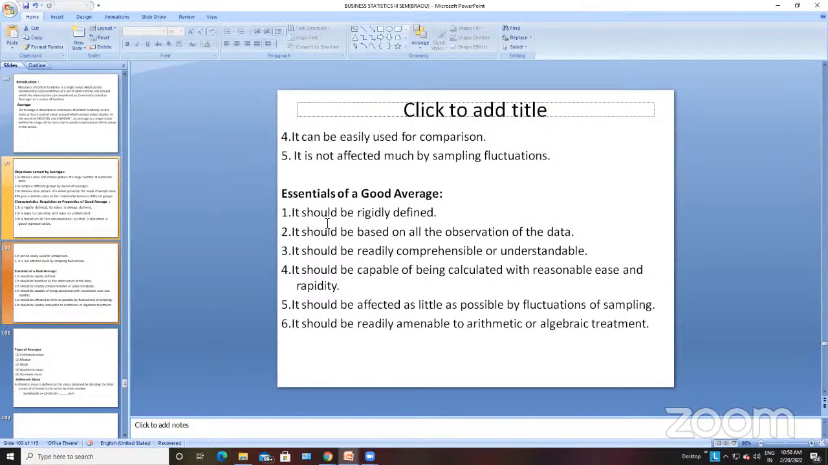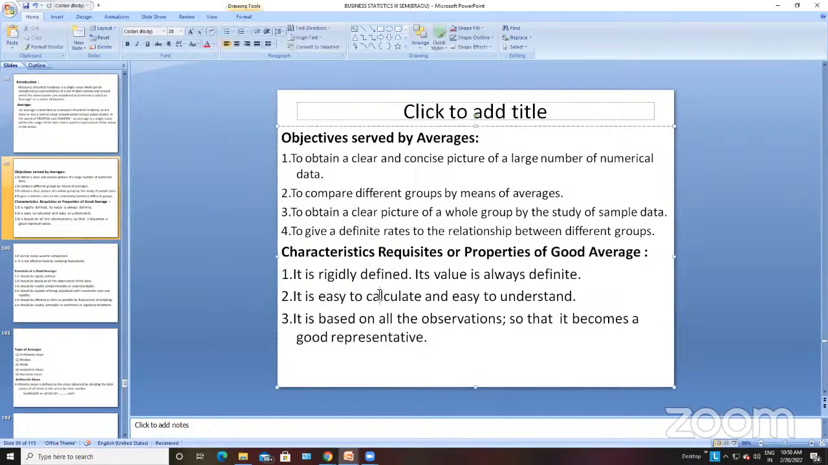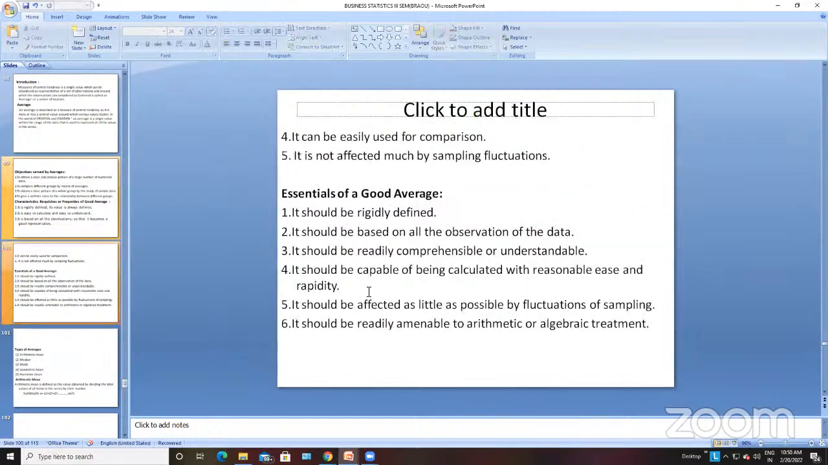That is the essentials, means that is the importance. So you can also write this: properties of good average, and this one is essential, how it is important. These two are very important, ma'am.